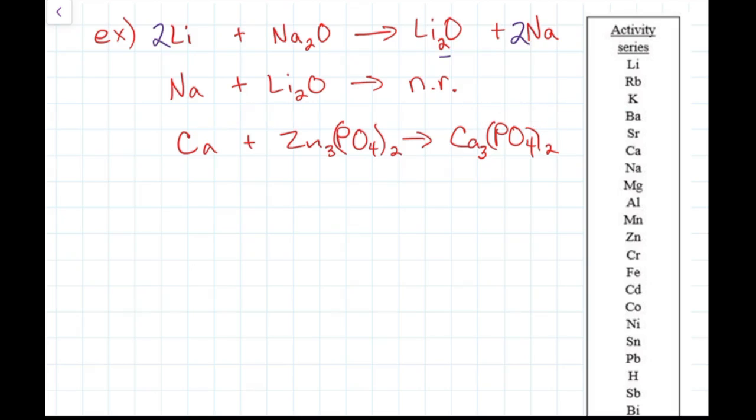And then my other product, of course, don't forget to write. Your other product would be zinc, which is, again, off by itself. So it has been sort of kicked out of the compound. We do need to balance, though, and it looks like we need 3 zincs, and it looks like we need 3 calciums. Okay. All right, let's try one more like this, and then we'll talk about what happens when a nonmetal gets replaced.